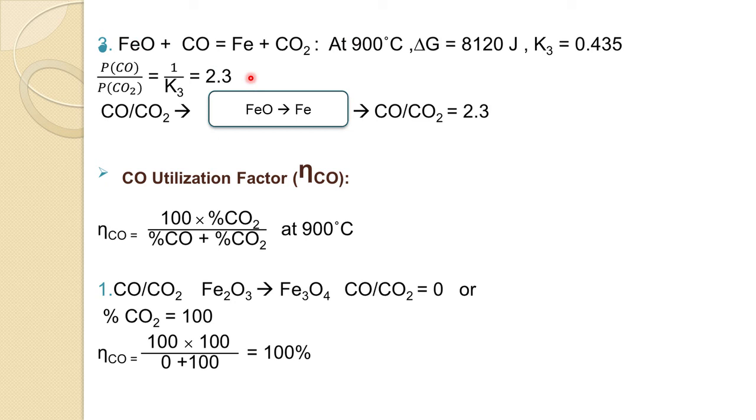Now, so CO utilization factor you can easily calculate. In the first case it is almost negligible. So, CO utilization is almost 100%. Then the CO utilization factor is given by this formula, sort of as you say efficiency also, percentage CO2 divided by total percentage of CO plus CO2 at 900 degrees Celsius. So, for the first reaction it is almost negligible. So, CO utilization factor is almost 100% for that.